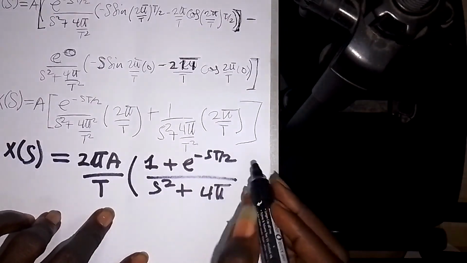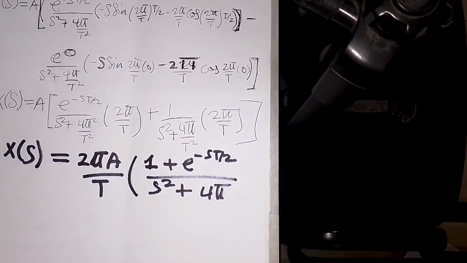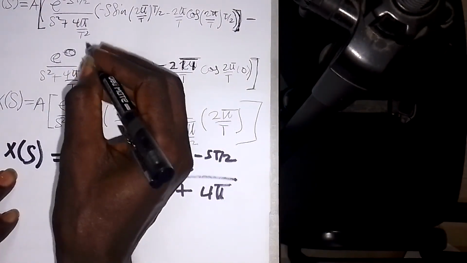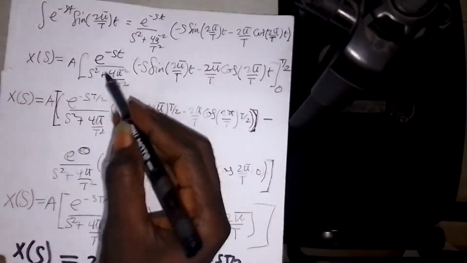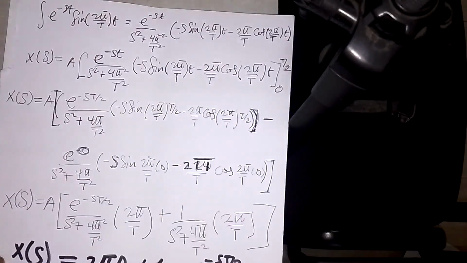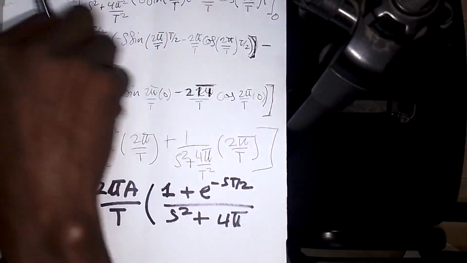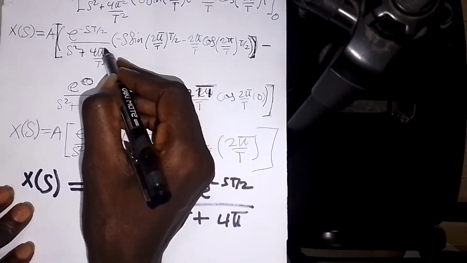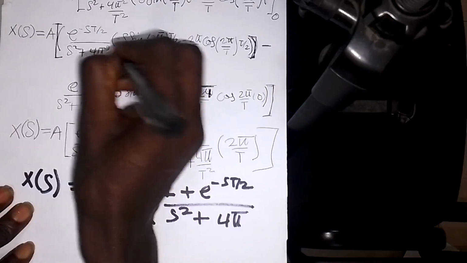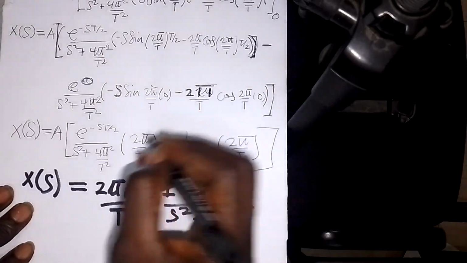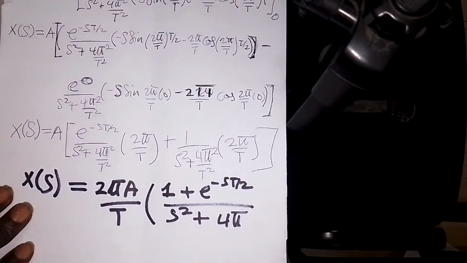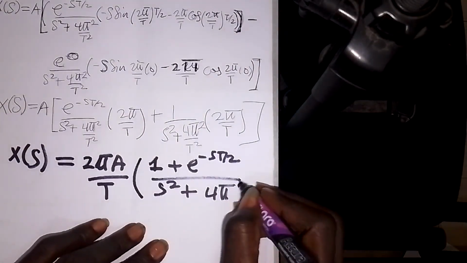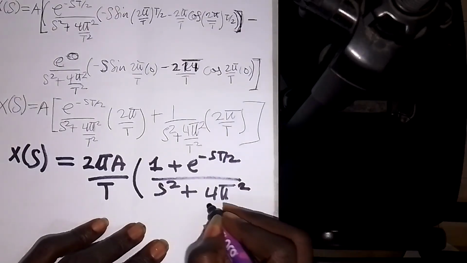Wait a minute, please. Please remember, here it is 4 pi squared. So that means that this place must also be 4 pi squared. So here also 4 pi squared, into 4 pi squared, on t squared.